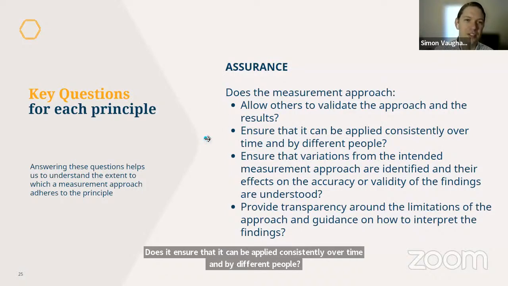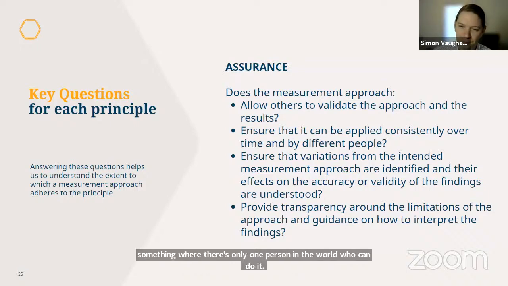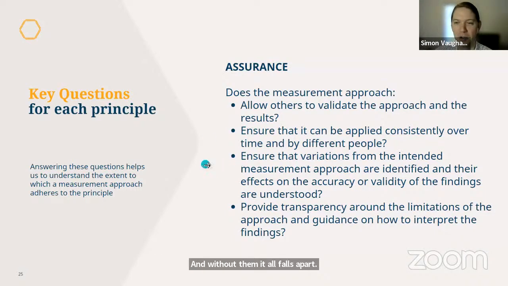That's important, right? Because we've all been in an organization and then someone leaves and whatever they were doing falls over. So we don't really want to create something where there's only one person in the world who can do it, and without them it all falls apart. Does it ensure that variations from the intended measurement approach are identified and their effects on the accuracy or validity of the findings are understood?